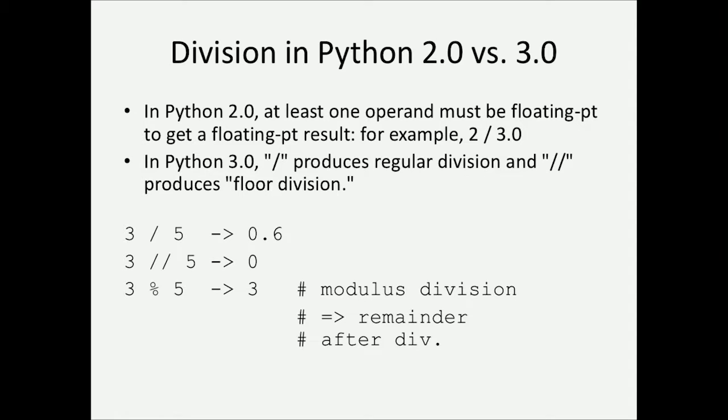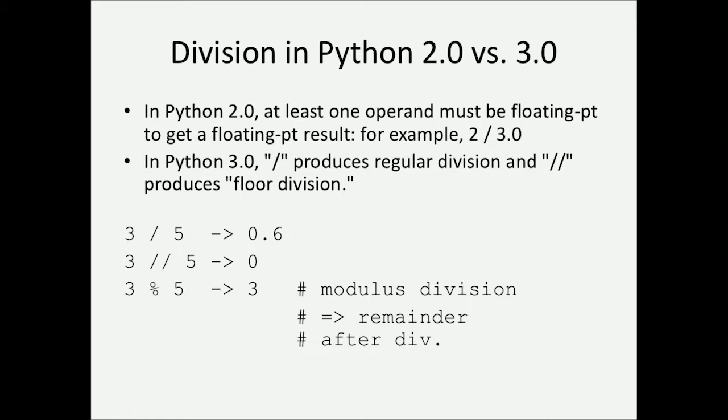Division works a little differently between Python 2.0 and 3.0. Remember, I said that it's important to use at least 3.0 in this course because in Python 2.0, the way I get exact results in division is at least one of the numbers has to be in floating point format. In Python 3.0 and later, / will always do normal division, which will give you a floating point result. So we say 3 divided by 5, we get 0.6. I will always get a floating point result unless I use //, which is floor division. That will give me an integer. It will round down to the nearest integer.